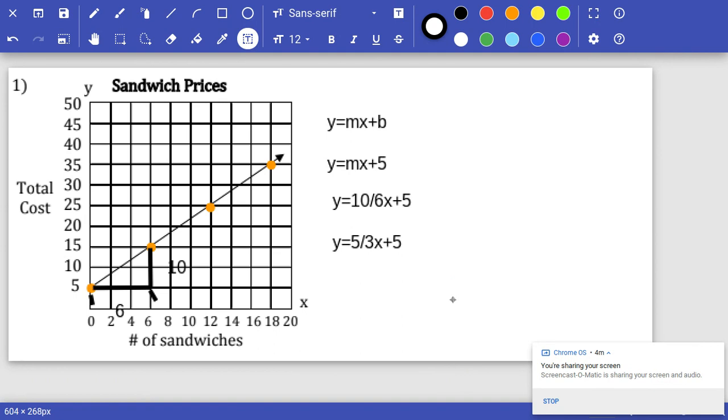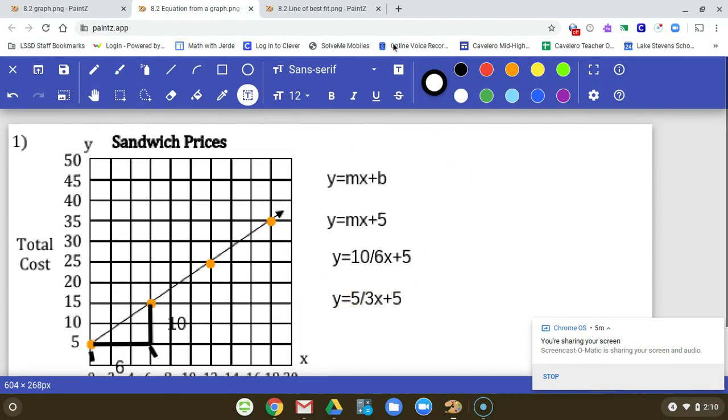All right, let's take a look at some scatter plots and now see if we can do a line of best fit and write its equation. It's not as precise as these ones because these are exact lines. The line of best fit is going to not be perfect, and you're going to have to do the best you can to estimate what your equation is.